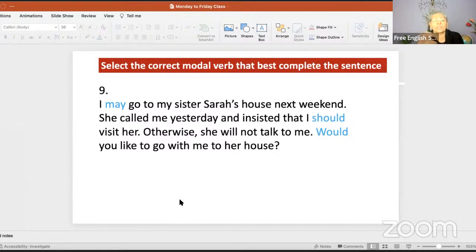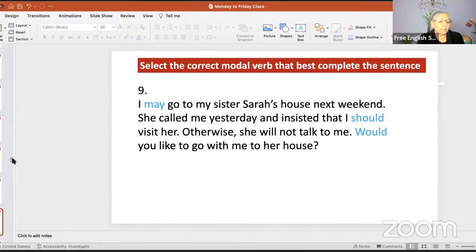You don't need to use the last part if you don't want to, because we are already talking about going to sister's house, right? So would you like to go with me? That is enough. And that's a question. Would you like to go? Okay, the next one.